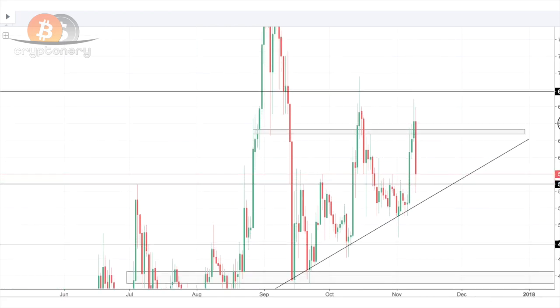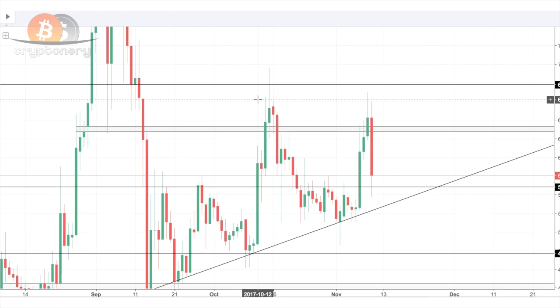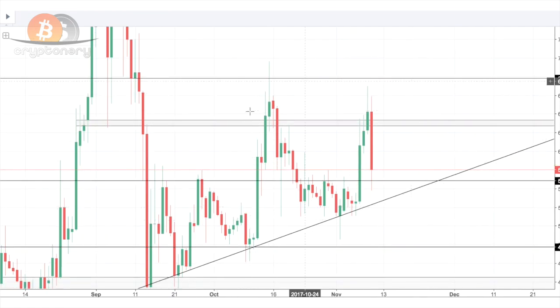However, we pulled back immediately. And this is where the zones are coming in handy. Not only that, once we broke up, we hit this level here. We spiked up and we pulled back down.